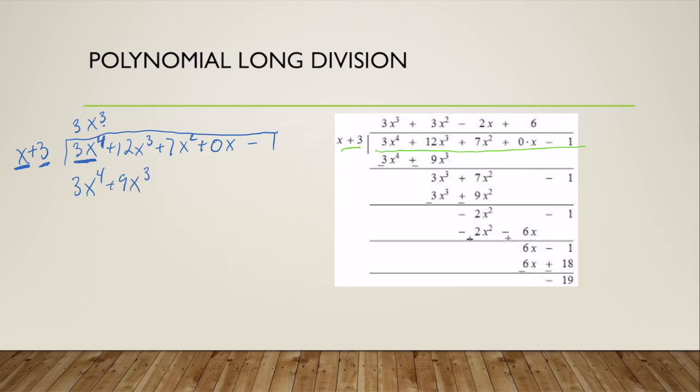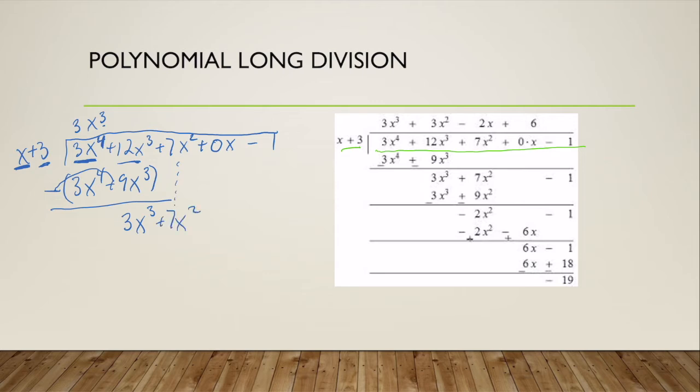Then I'm going to subtract. My first term should always cancel. If I didn't, I made a mistake, and I can fix that. But I've got 12x cubed minus, because we distribute that negative, 9x cubed, which leaves me with 3x cubed, and then I pull down this next term.